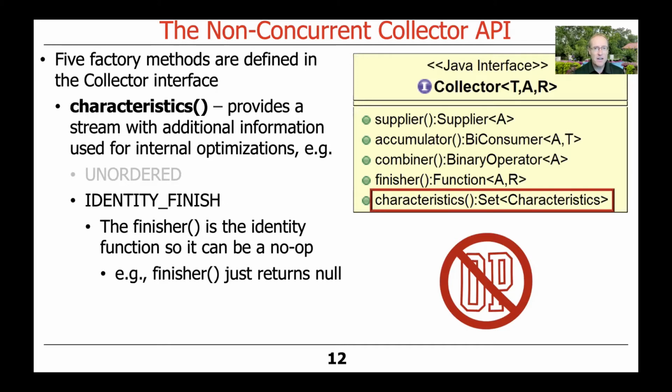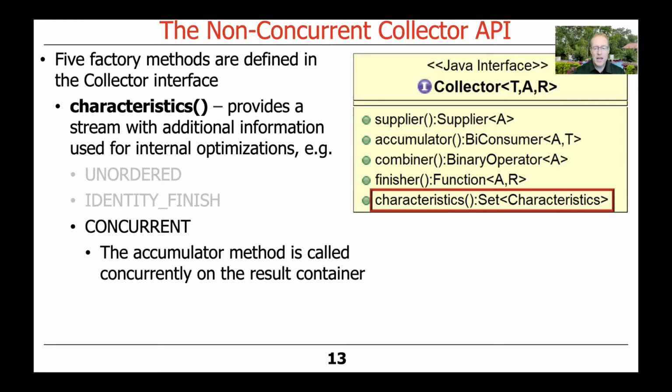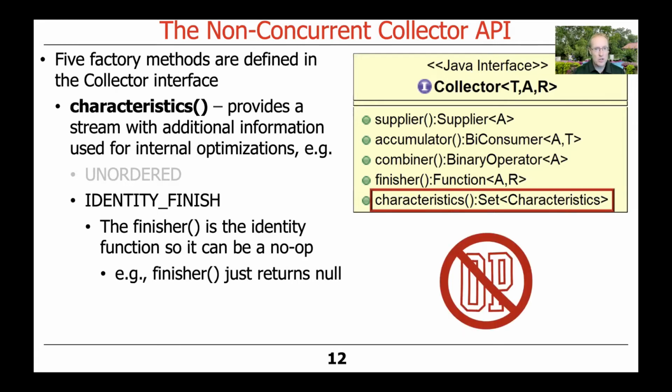If the identity finish characteristic is set, that says finisher is a no-op because by the time we're done accumulating, the mutable result container has the final results. So in that case, if you set that flag, finisher is a no-op, it just returns null. It's never going to be called by the framework. And we'll talk later about circumstances under which identity finish would not be set.